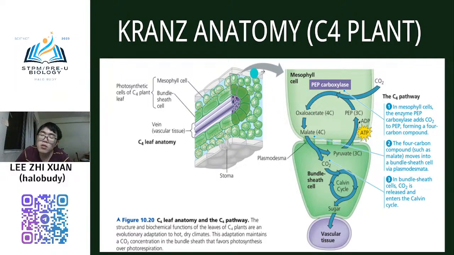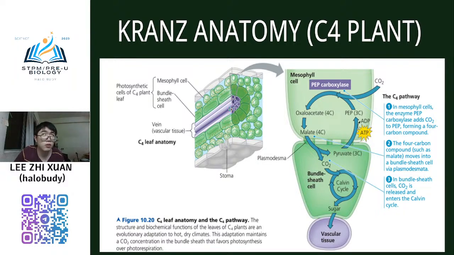Normally the C4 plant has this structure, which involves two types of cell. One type is the mesophyll cell, and the other cell we will use is the bundle sheath cell. There are dual cells here. In a C3 plant it will not have this one. There is no bundle sheath cell. It only has mesophyll cell and then goes directly to the vascular tissue.